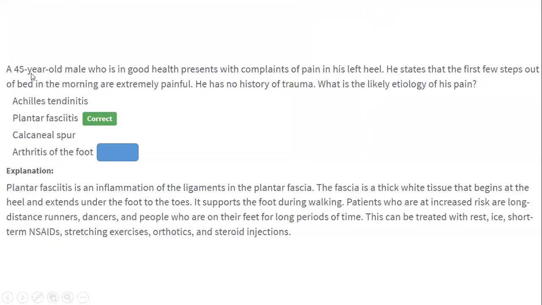Next question here: a 45-year-old man who is in good health presents with a complaint of pain in his left heel. He states that the first few steps out of bed in the morning are extremely painful, and he has no history of trauma. What is the likely etiology of the pain? So, a 45-year-old man in good health complains of pain in his left foot.